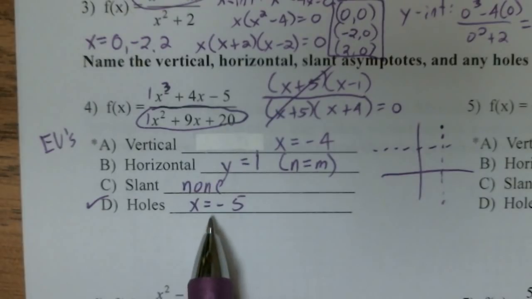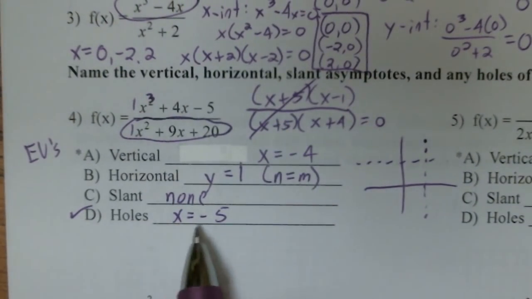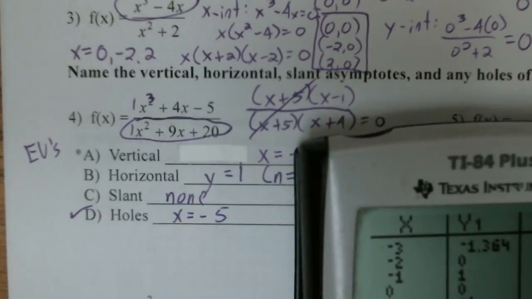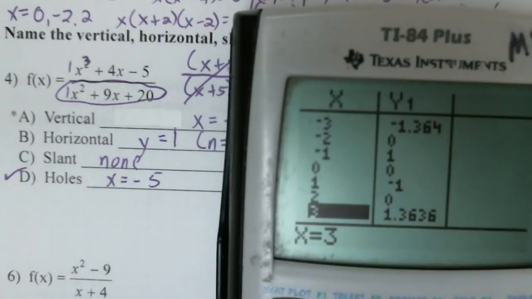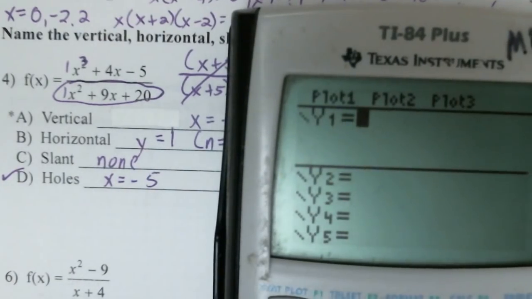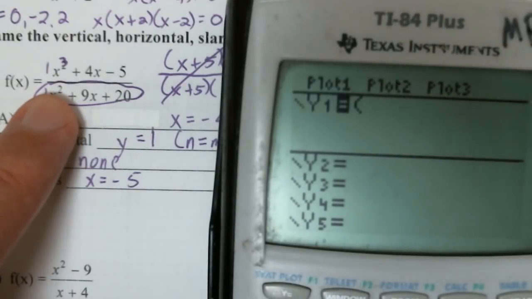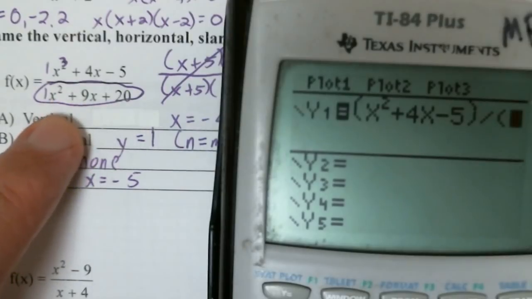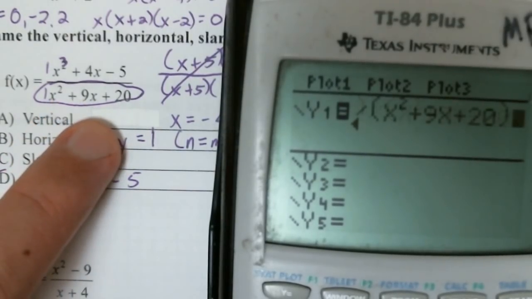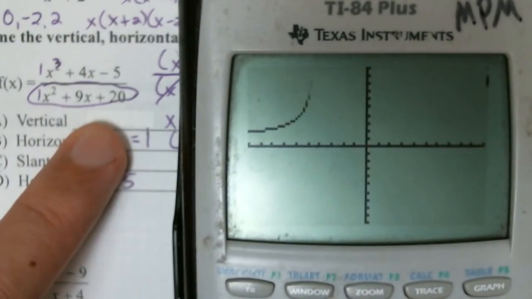Okay, so let's talk about this hole right here. All right, so I've got x plus 5 on top, x plus 5 on the bottom. That creates a hole at negative 5. So let's go ahead and type this into our calculator. It's going to y equals and clear that. So I'm going to put in parentheses our original equation: x squared plus 4x minus 5 divided by x squared plus 9x plus 20. Okay, let's graph that, see what it looks like.